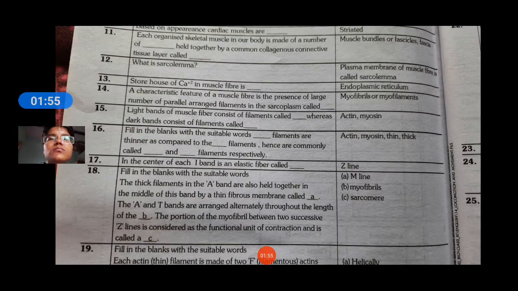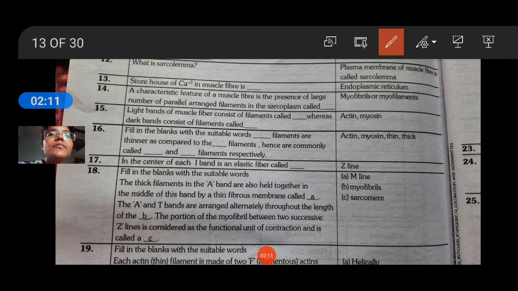Each organized skeletal muscle in our body is made up of a number of muscle bundles or fascicles held together by a common collagenous connective tissue called fascia. What is sarcolemma? Sarcolemma, the plasma membrane of muscle fiber, is called sarcolemma. The storehouse of calcium in the muscle fiber is the endoplasmic reticulum.